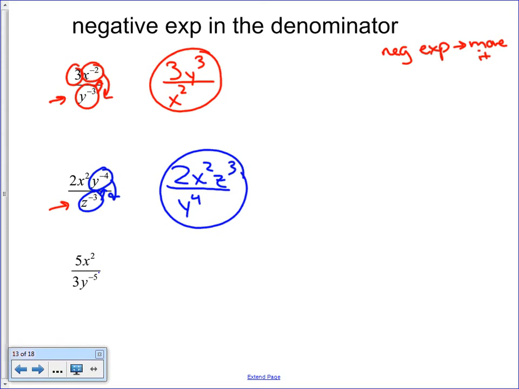And the last example on this slide, the only one that has a negative exponent is that y. So that's the only one that's going to be moved. So we have 5x squared, and then y to the fifth on top, and then a 3 on the bottom. And we will leave that as is.